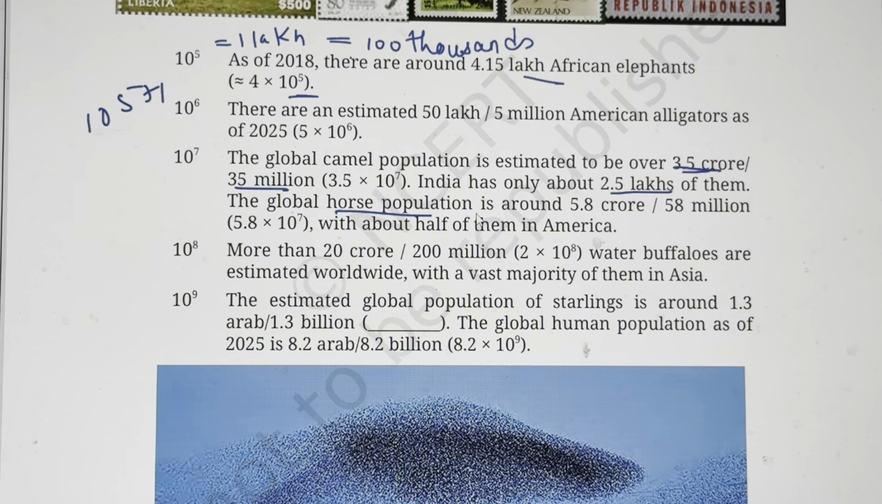The global horse population is also in terms of crores. So 5.8 crore, or it can be written as 58 million, or it can be written as 5.8 into 10 raised to 7. So if you know the crores, 5.8, then you can just write 10 raised to 7 along with it. For crore, you remember 1 crore is 10 raised to 7, with about half of them in America. Right, so out of the total global population of the camel, 2.5 lakh are there in India and half of them are in America.